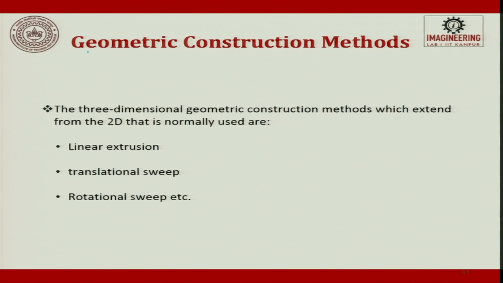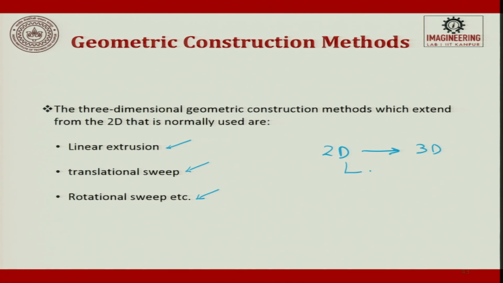Moving on, we are now getting into the topic of geometric construction methods. The three-dimensional geometric construction methods, which extend from 2D and are normally used, are linear extrusion, translational sweep and rotational sweep. Till now what we saw was 2D; now we are moving from 2D towards 3D, and while moving, we are looking at an intermediate step.